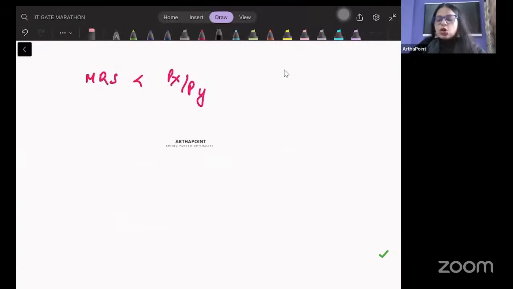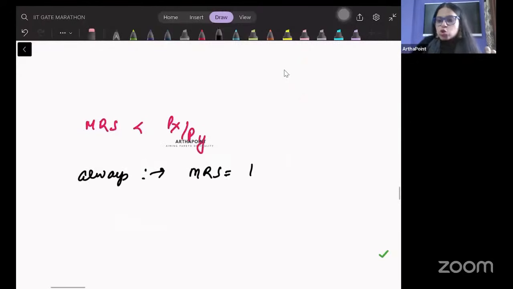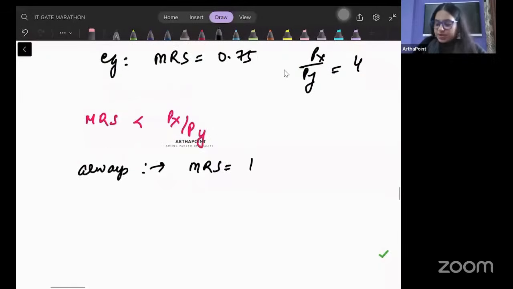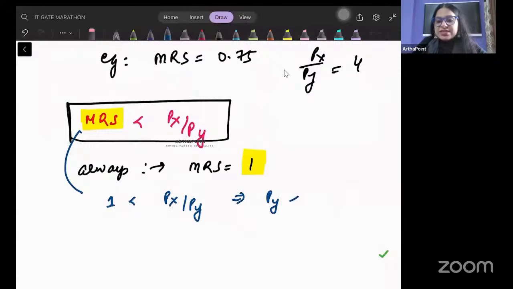Always, to remember this, put MRS equal to 1. Whatever your MRS comes out to be, it does not matter to me. Suppose you solved the question and you got MRS as 0.75 and PX by PY as 4. I don't care. When you have to compare, just plug MRS as 1 here. Why? Because the moment you plug 1 here, you get 1 less than PX by PY, so PY is less than PX, good Y is cheaper. So this tells me that you will consume all of good Y.